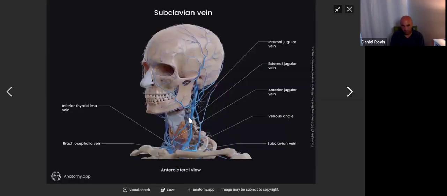And that's a more realistic vein pattern from the scalp and the face, and then the external jugular meeting up the internal jugular, dumping into the subclavian veins.